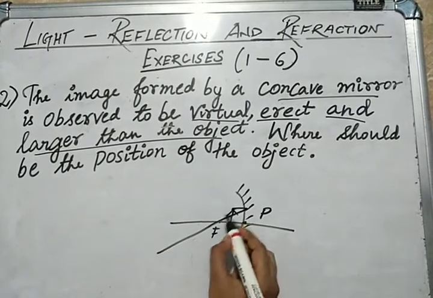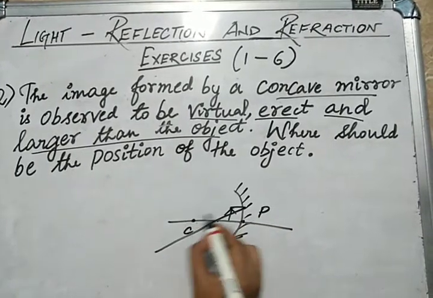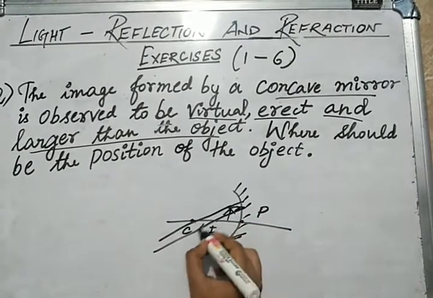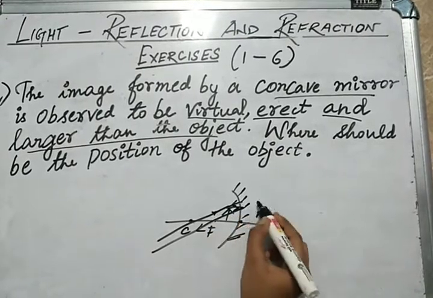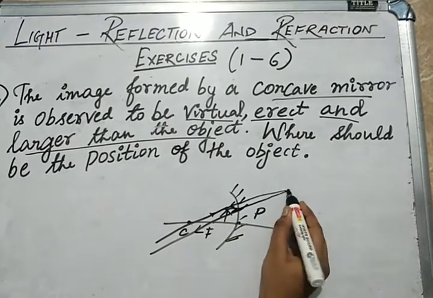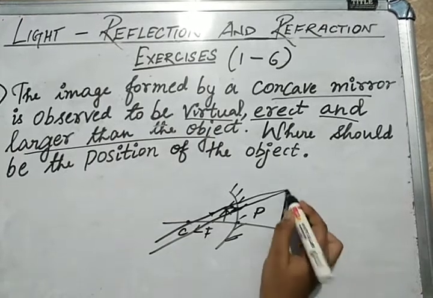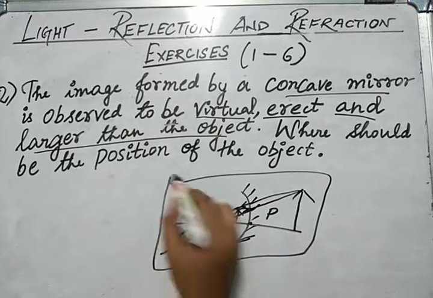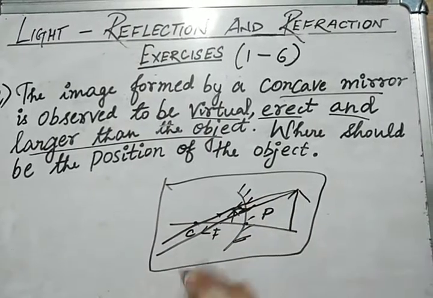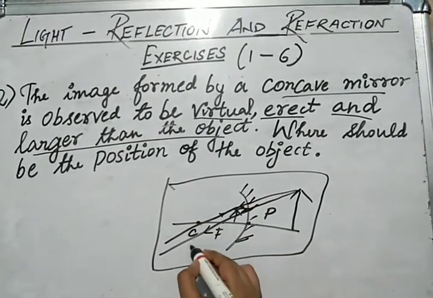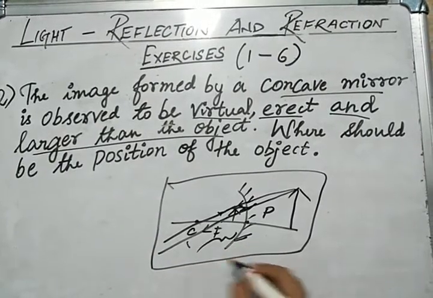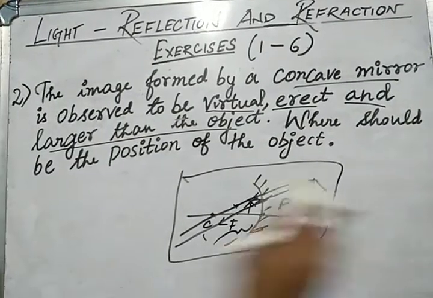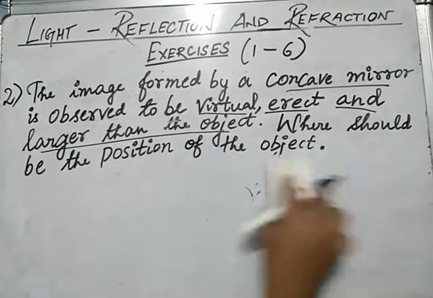So this was our image, this was C, right? I'm just drawing a rough diagram, okay? Then where these two rays met over here, the image was larger than the object, right? Recall this diagram, we have already learnt in our previous videos. So it was between P and F, between pole and principal focus. So we have already found the answer, but we have options.